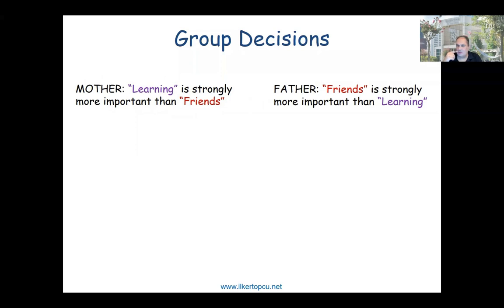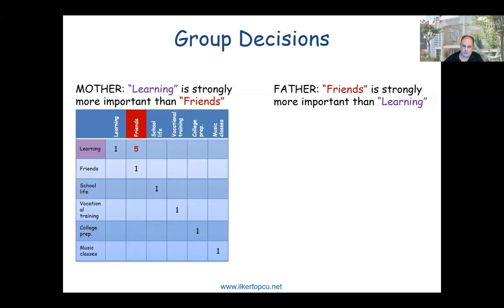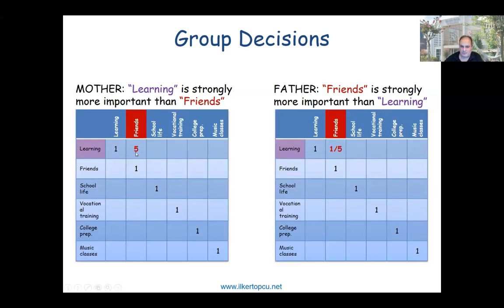In this case, in Turkey, most of the time, what the mother says happens. Learning is strongly more important than friends is selected. But of course, in an objective way, one decision maker is saying the first element is strongly more important. The other one is saying just the opposite. Their average should be equal. Let me show their matrices. One of them picked 5, the other one picked 1/5.